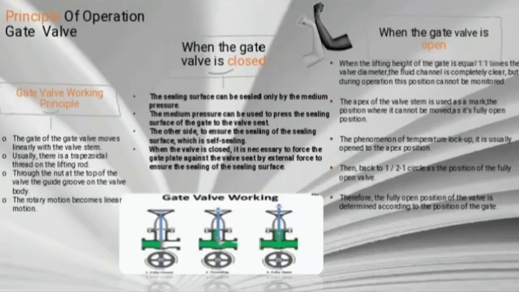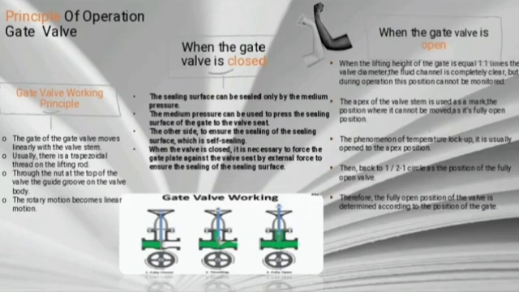Gate valve working principle. As you can see, the figures show how a gate valve works. The question is how does a gate valve work. When the handwheel is rotated in the anticlockwise direction, the stem and gate will move in an upward direction across the fluid flow line, and the valve will open from the closed position and permit the flow of the fluid through the gate valve.